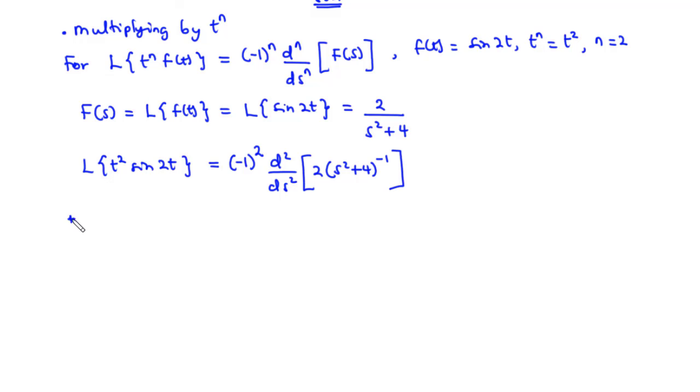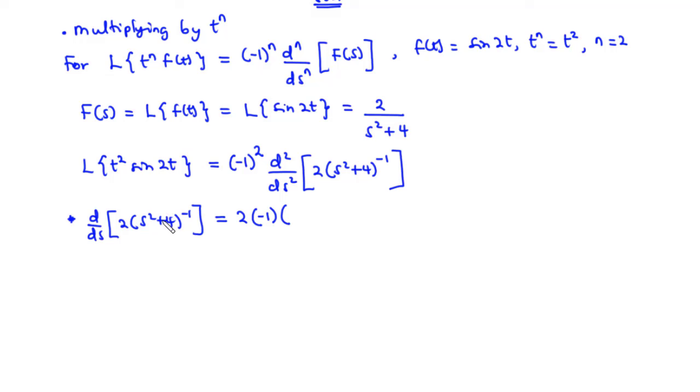So for the first derivative of the function, 2 times (s squared plus 4) to the power -1, here we are going to use the shortcut form of the chain rule to find the first derivative of this Laplace transform. So we are going to hold 2, and then we drop the exponent, so that is -1.